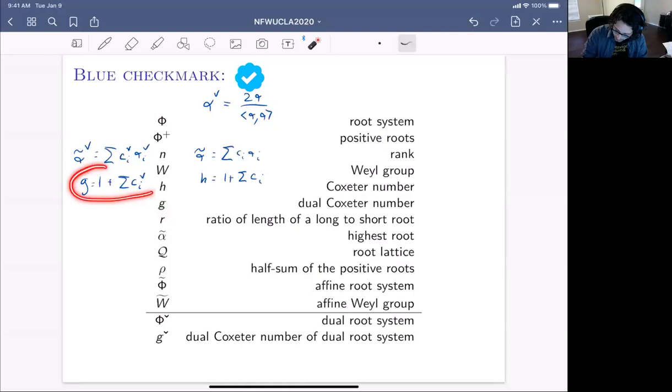So this is already getting kind of dubious. This is the dual Coxeter number. Hopefully I haven't lost you already. And you know that you're doing something wrong when you have a g check, which is the dual Coxeter number of the dual root system. So this is very bad, and I'll try to talk a little bit about why this is so disgusting. I mean, that's not the Coxeter number, by the way. Those duals don't commute. Okay. So here we are.